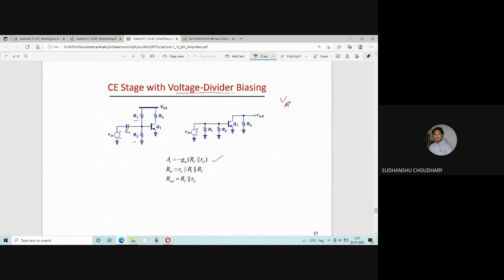So here we are considering VA is less than infinity. And input impedance Rin would be simply r pi in parallel with R1 and R2. And output impedance will be simply RC parallel to r0, as we had done earlier also. So we had seen how to calculate these gains. So one can simply write by inspection.